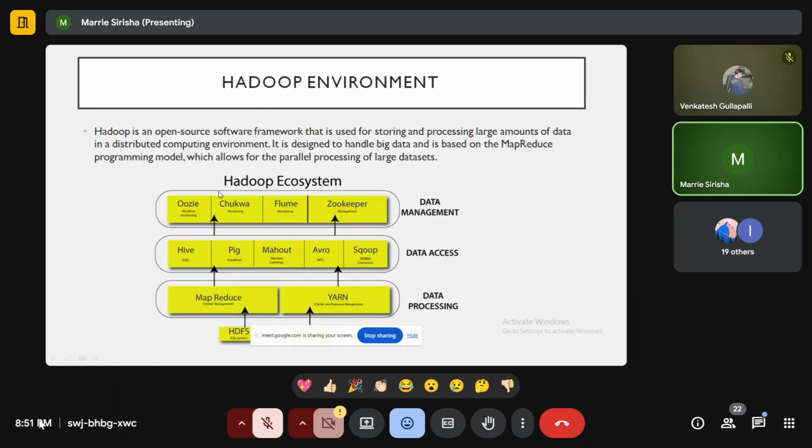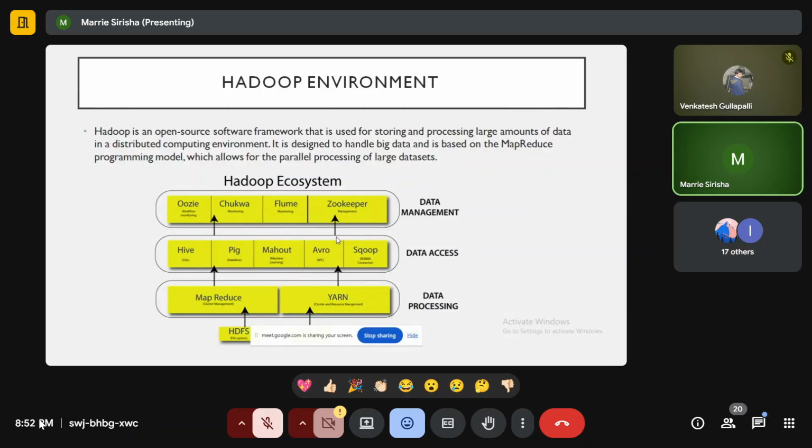And next, what is processed in data access? What are we doing in data access? You have Hive, Pig, Mahout, Avro and Sqoop. What is Hive? You need to know what it is. In your second unit you also have all of these, but I am just giving you an idea. I'll explain again, but for now these are what the components are about.